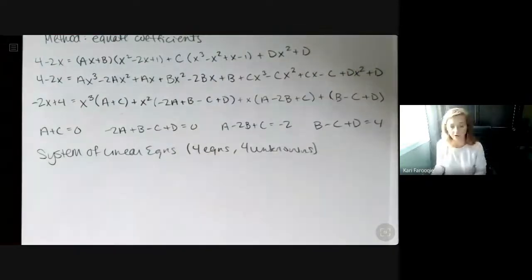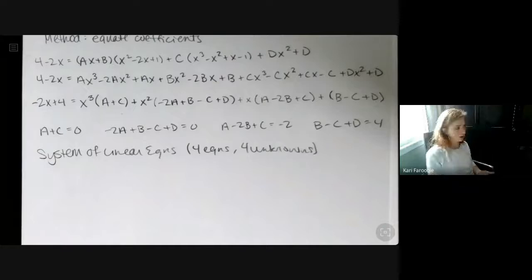That's good though. You should have as many equations as you have unknowns, otherwise you're going to have an issue. And it won't happen because of the way that you set this up. So what you're going to do is make this look like a system and put it into your calculator.